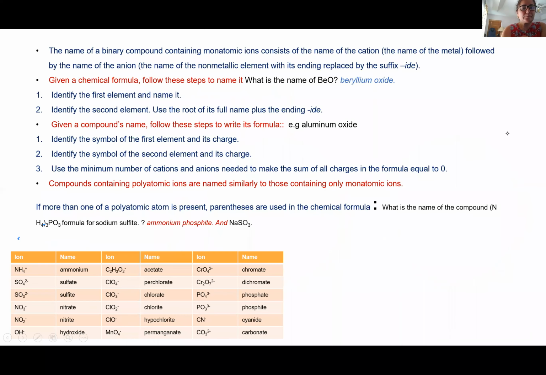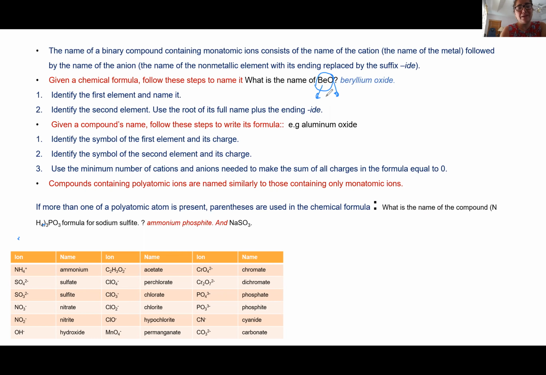So if you have a binary ionic compound, how would you name it? If the formula is given to you, you are going to identify the first element. You have access to the periodic table, so you know that this is beryllium. And then you identify the second one. You give the root name for the second element. This is for binary ionic compound.